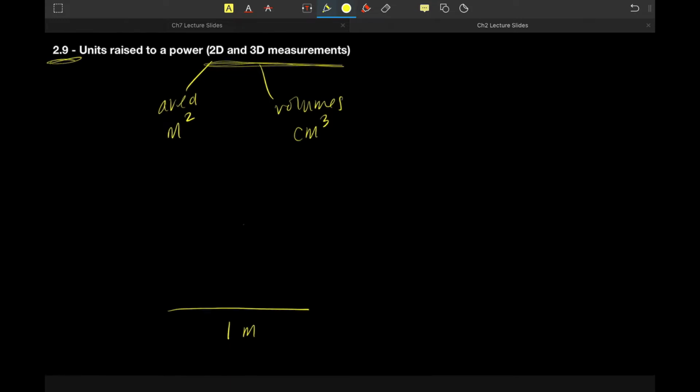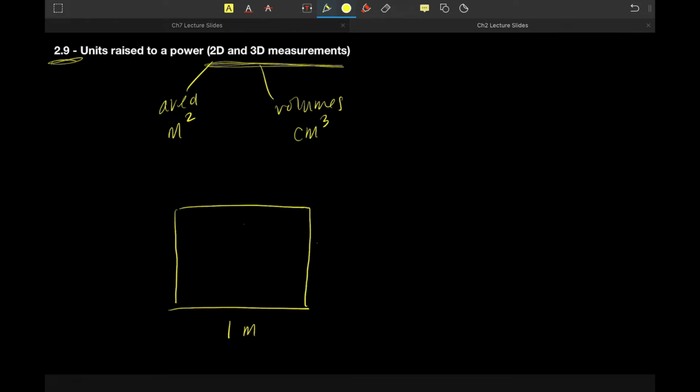Now, if I were going to take that and turn it into this, such that it was 1 meter by 1 meter, now I can do an area, where my area would be 1 meter times 1 meter, which gives us 1 meter squared, because that's where that squared comes from: I have meter times meter, which gives me meter squared. 1 times 1 happens to still be 1, yes?